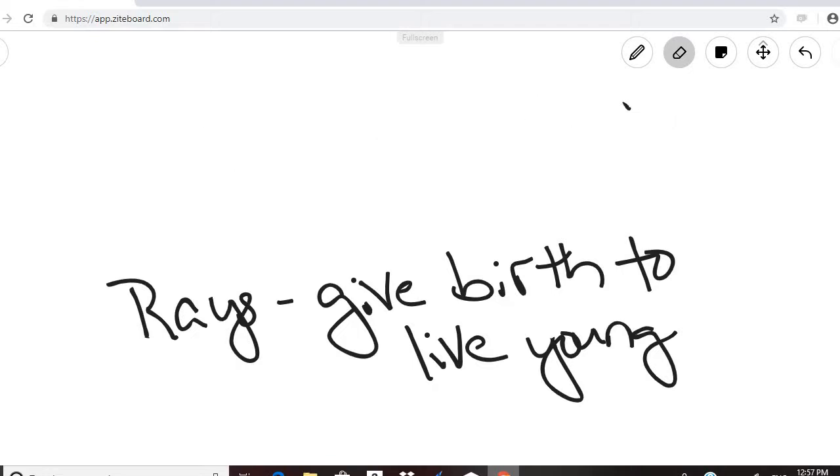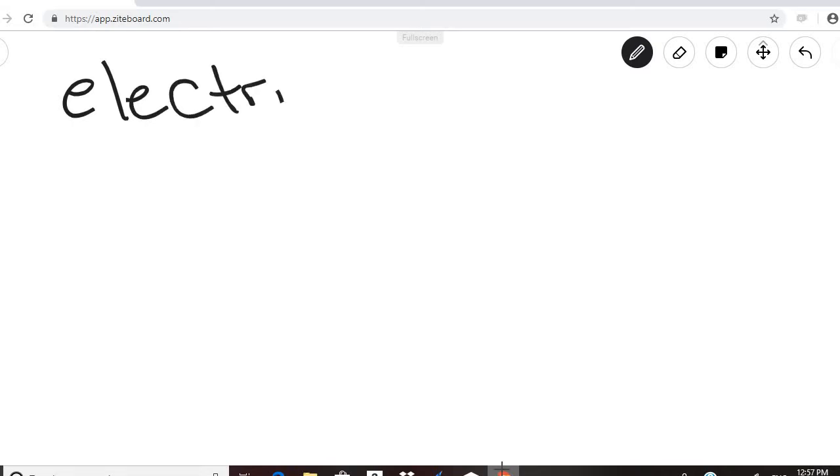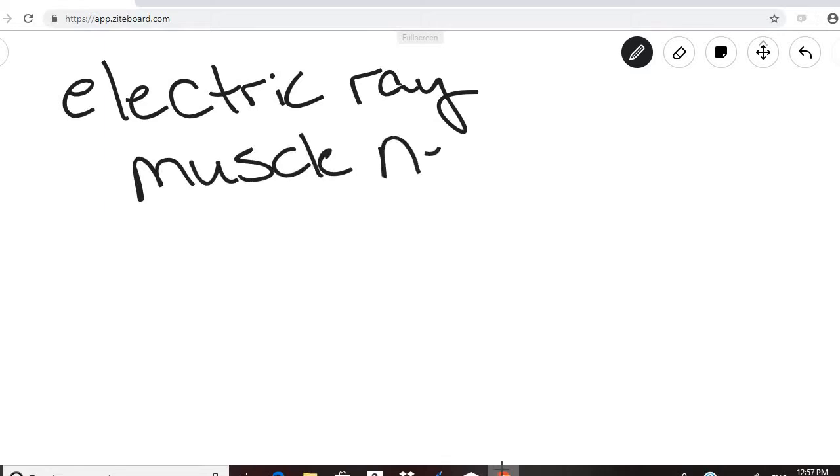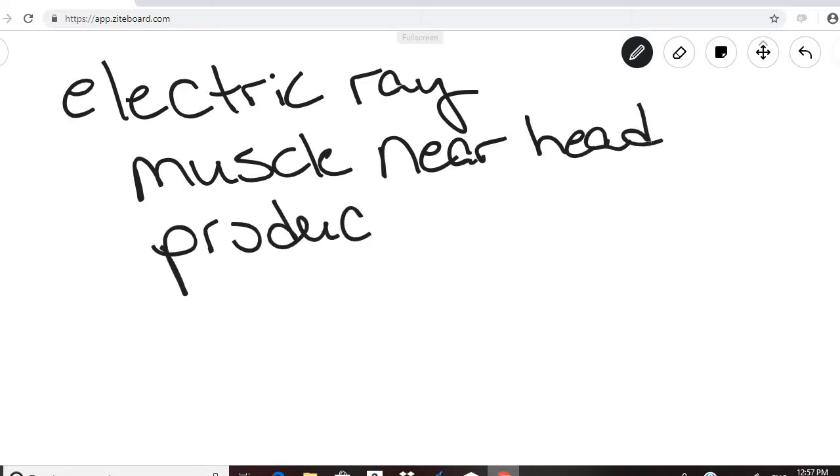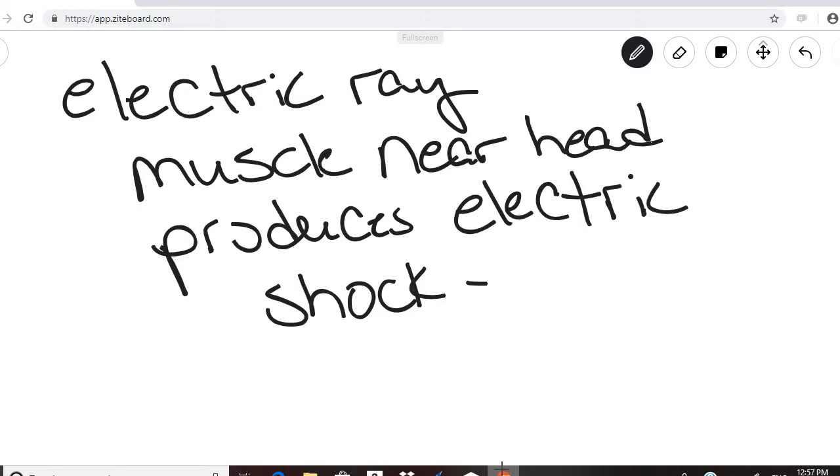You've probably seen other types of rays. Your book mentions electric rays. The electric rays actually have a muscle near their head that they can use to produce some electric shock. That's a way that they can stun their prey, and then therefore capture their prey.